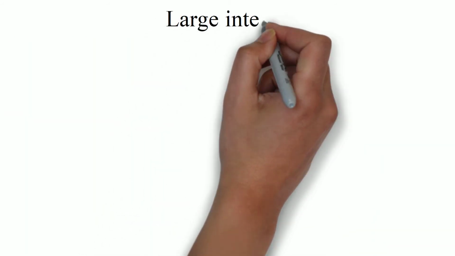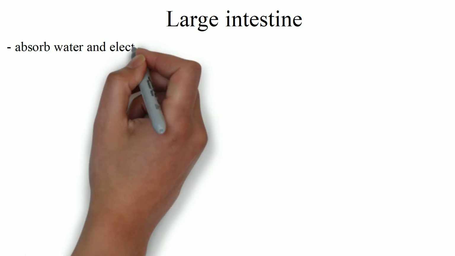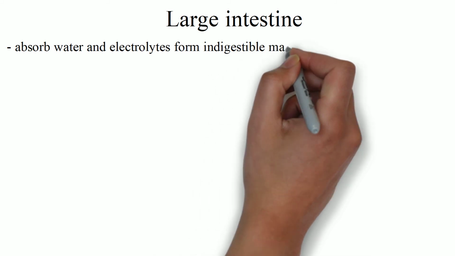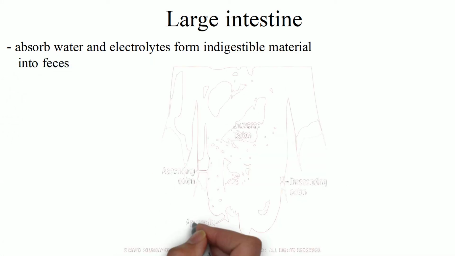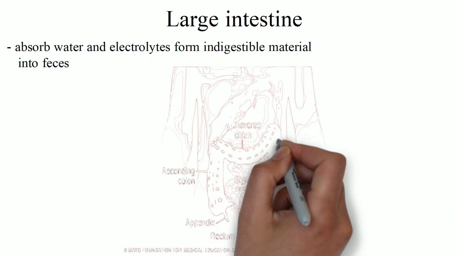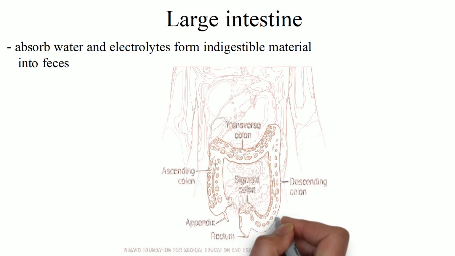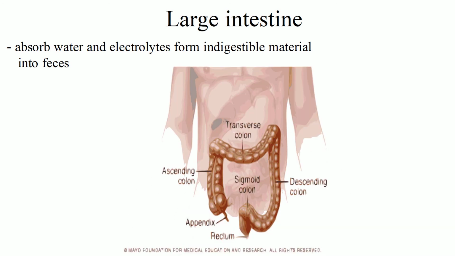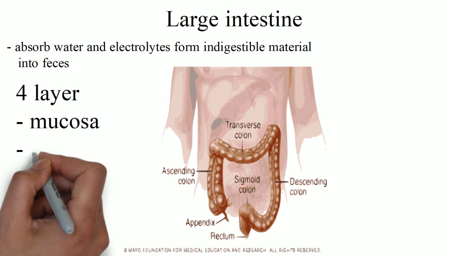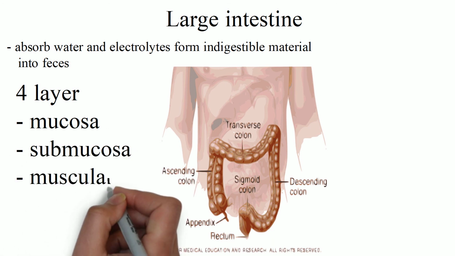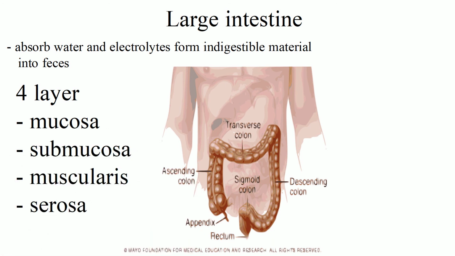Then we have the large intestine. Its main function is to absorb water and electrolytes and turn the remainder into a form of indigestible material. The parts of the large intestine are cecum, ascending colon, transverse colon, descending colon, sigmoid and rectum. In this video, we will see all the layers of the ascending colon, transverse colon and descending colon. It also consists of four layers: mucosa, submucosa, muscularis and serosa. Let's see each layer one by one.